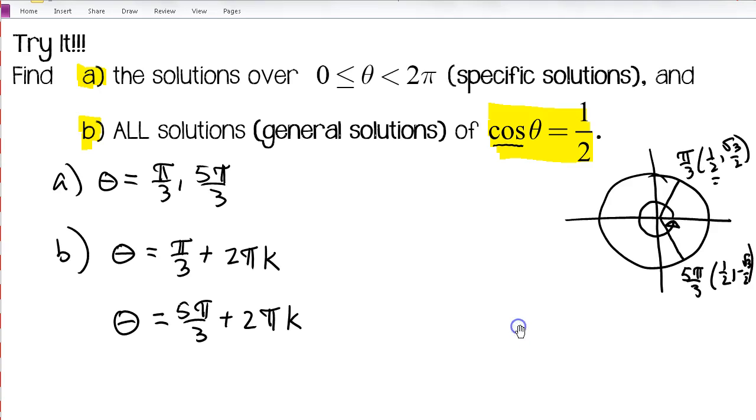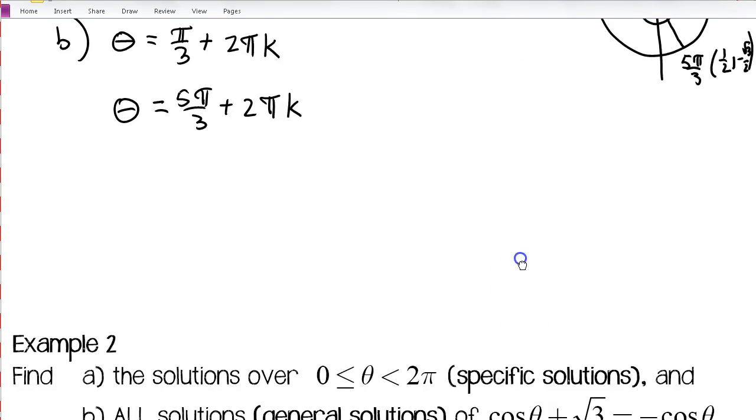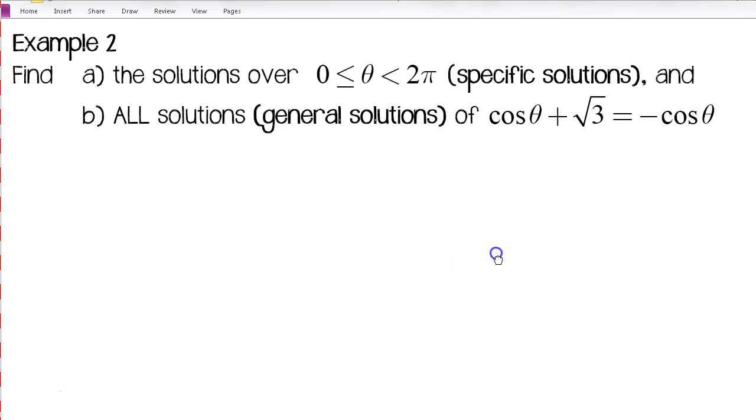Alright, so hopefully you had those. If you have questions about that or you got something different, you may want to check with me. Let's move on to example 2. Again, I want to reiterate that even though we're doing specific and general solutions, you are going to want to follow the directions. Most problems really will only ask for one type of solution.